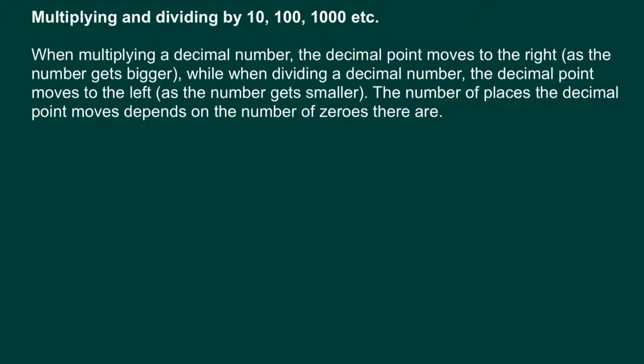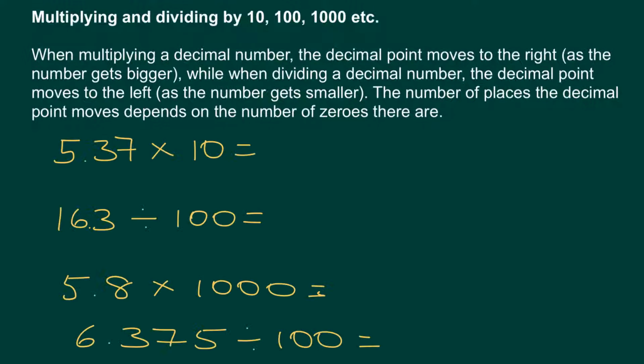So let's go through a couple of examples to really understand what this means. In the first example, we have 5.37 multiplied by 10. So remember, when we multiply a decimal number, the decimal point moves to the right, and the number of places it moves depends on the number of zeros we have, which in this case is just a 10, so we just have the single zero. So the decimal point simply moves one place to the right. So 5.37 times by 10 is 53.7.